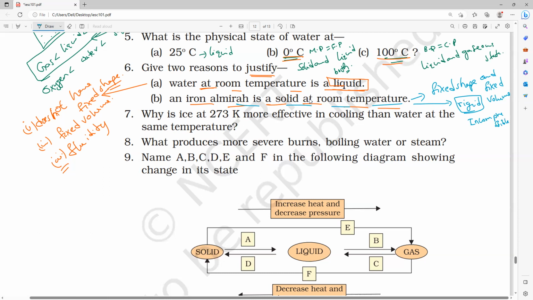Incompressible. Like that, they are asking only two. You can write many. Incompressible in nature. That's all. So any two reasons only they are asking. You can give so many.